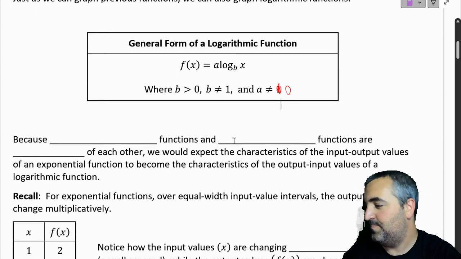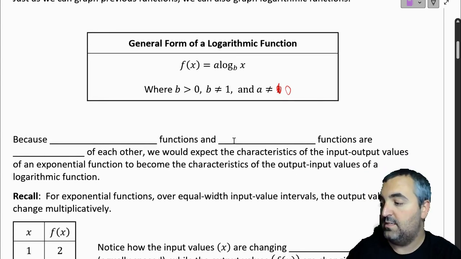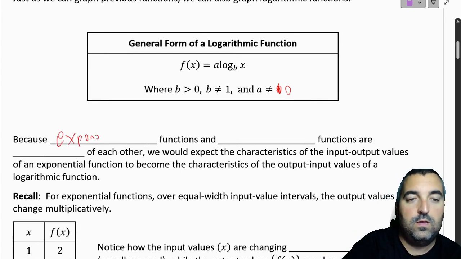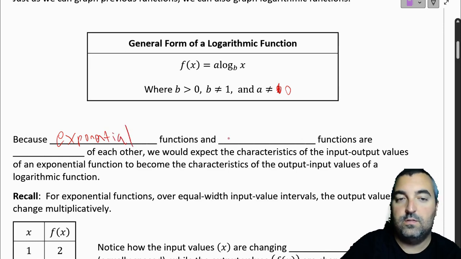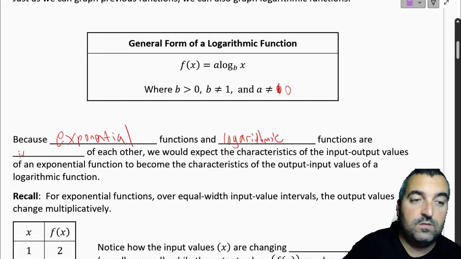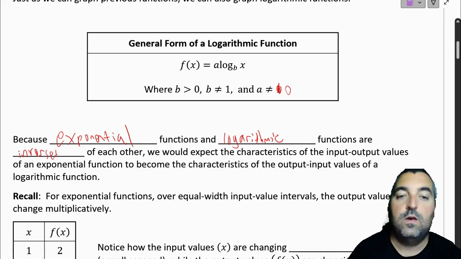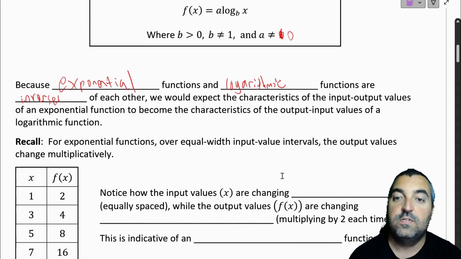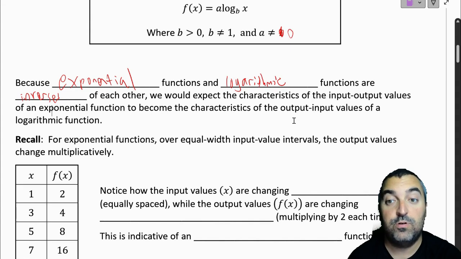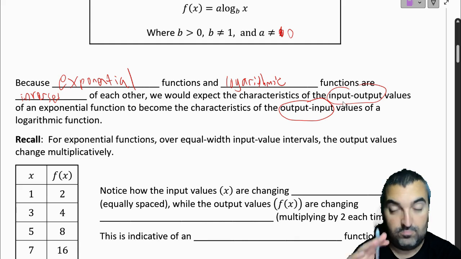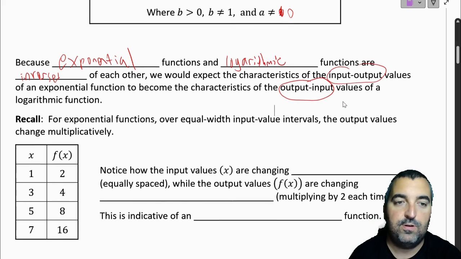All right. So because exponential functions and logarithmic functions are inverses of each other, we would expect the characteristics of the input-output values of an exponential function to become the characteristics of the output-input values of a log. So you'll notice we switch the x and the y. We switch the input and the output.